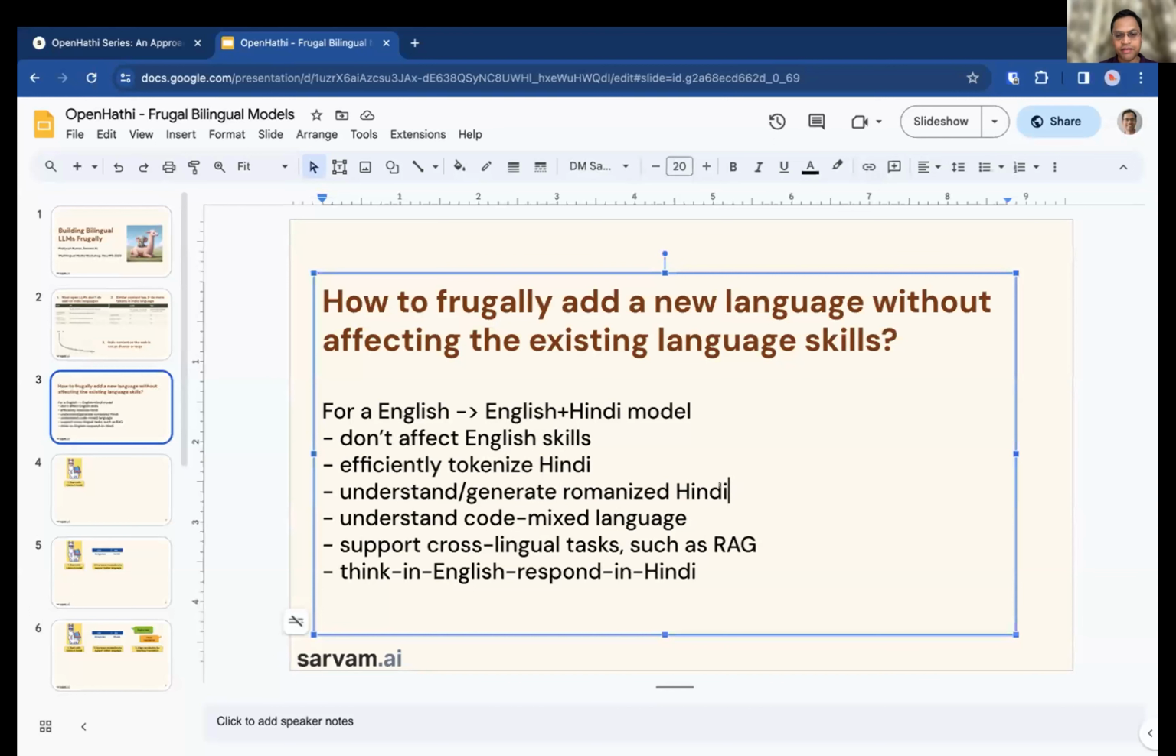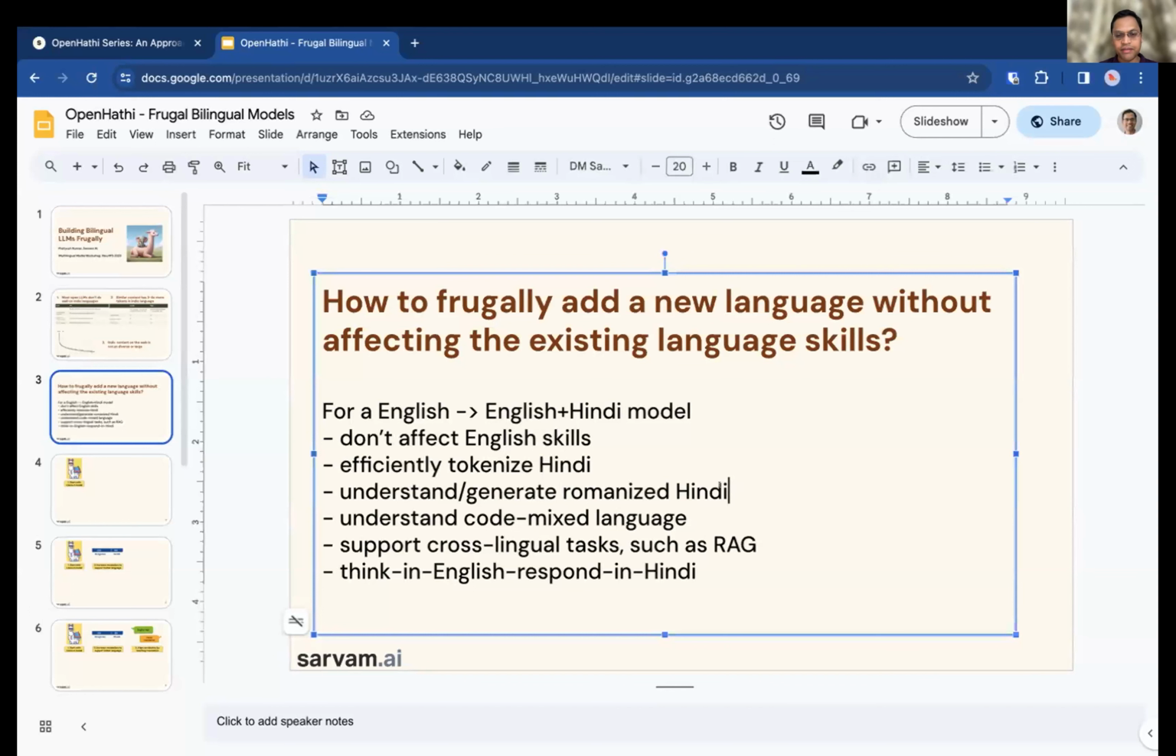The next thing is, of course, code mixing, which is, even if the script were to be the native script, you could combine English words with Hindi, and you need to be able to support that. And you need to be able to support cross-linguality very strongly. For example, if you have retrieval augmented generation, I might have documents in the English space, but I might have questions which are in Hindi, in Romanized form, or in code mixing.